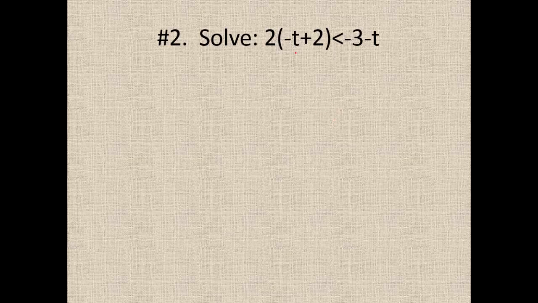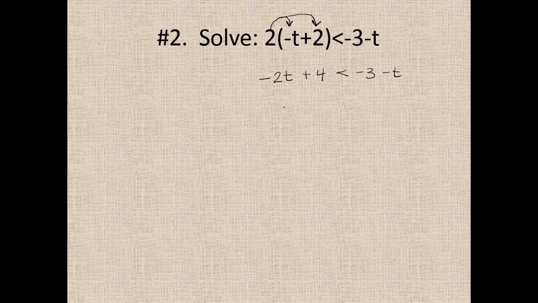Okay, this one's got a number outside of some parentheses. So what you need to do first is distribute the 2 to everything in the parentheses. That means 2 times negative t, which makes negative 2t. And 2 times 2, so we have 4, and the other side can just stay the same for a minute.